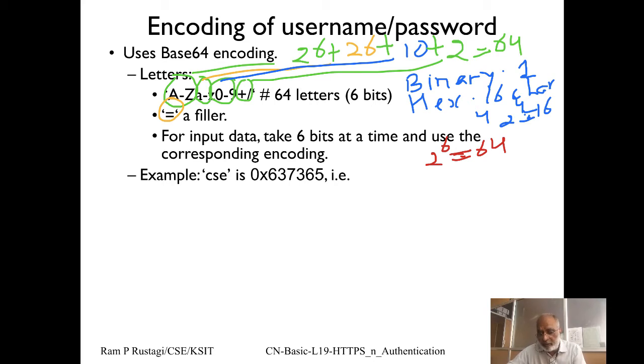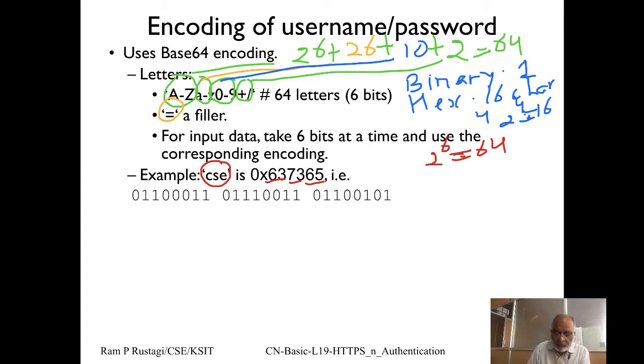So let's look at how the actual encoding happens. Let's consider a case where somebody enters the letters CSE. We look at them in ASCII: C corresponds to hex 63, S corresponds to hex 73, and E corresponds to hex 65. So the whole thing, written out, becomes 6 3 7 3 6 5.